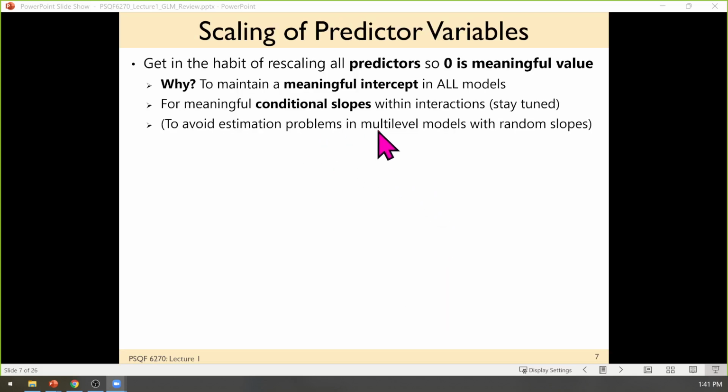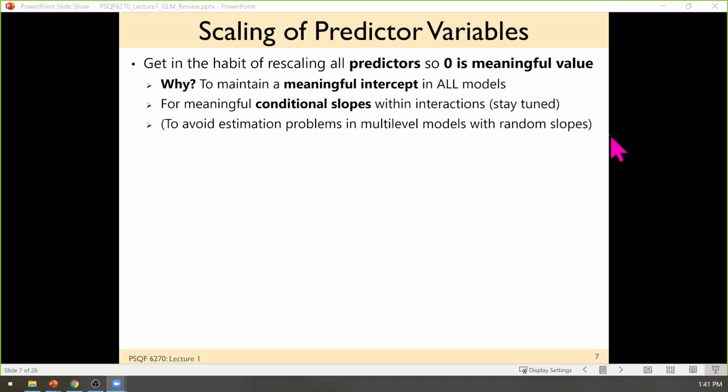All right, as I said before, scaling predictors. 0 is going to mean something in everything that we do. When does it matter? It always matters for the intercept. So whether or not 0 is a meaningful value matters for your intercept, because that's what the intercept indicates, the predicted outcome where your predictors are 0. It also matters if you have interaction terms. So we will talk about that in great detail.